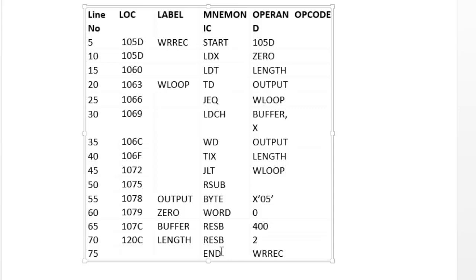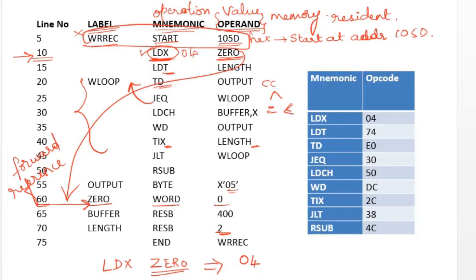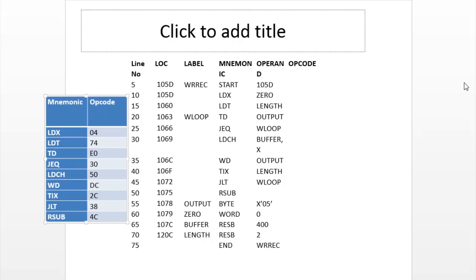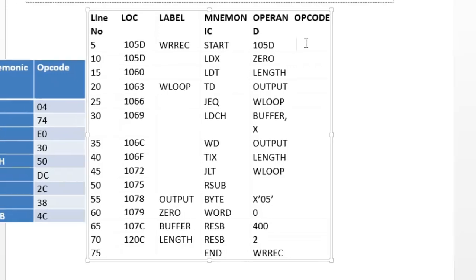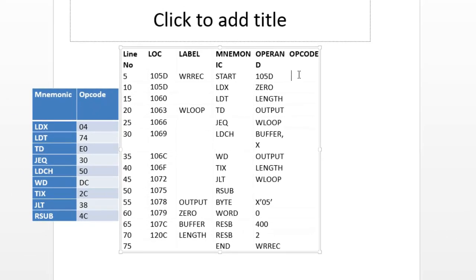Okay, after assigning the addresses, now our job is very simple. What we can do is copy this table onto our screen there. Now we can fill in the object code. It is very easy now. Once we know the address and the opcode of all the mnemonics, we can easily convert each instruction into its equivalent machine code. Do we have to convert the line at number 5? No need, because START is an assembler directive, so it will not have an equivalent machine code. So I can skip this line.